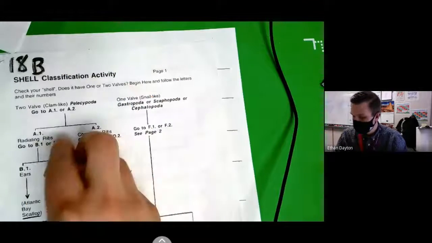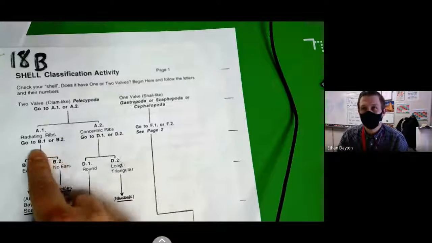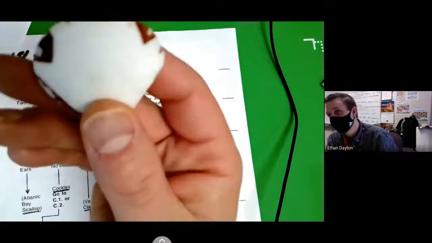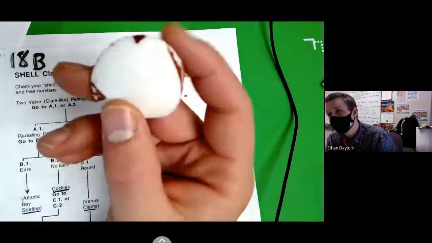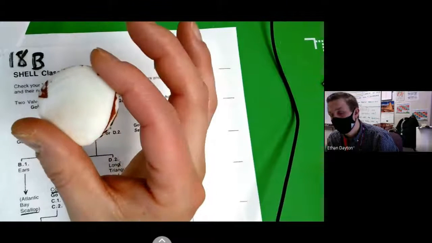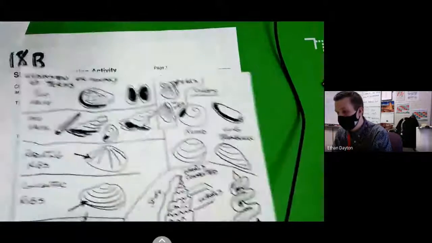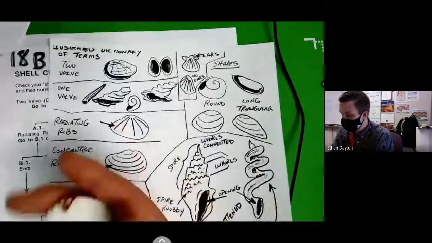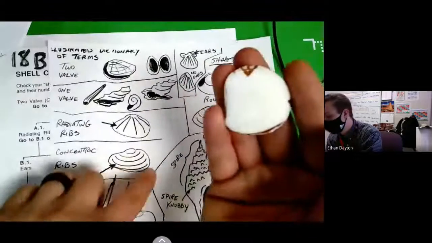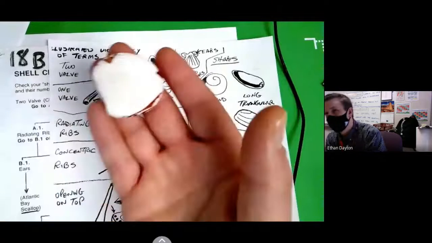Let's go take a look now. We've got to go down to A1 or A2, part of the dichotomous key. Radiating ribs or concentric ribs? I don't know if you can see this. If you're confused about that, remember we go back to our dictionary of terms. Radiating ribs run kind of vertically along the shell from here to here. Concentric means it runs horizontally almost, or with the shell. Can you all tell there?